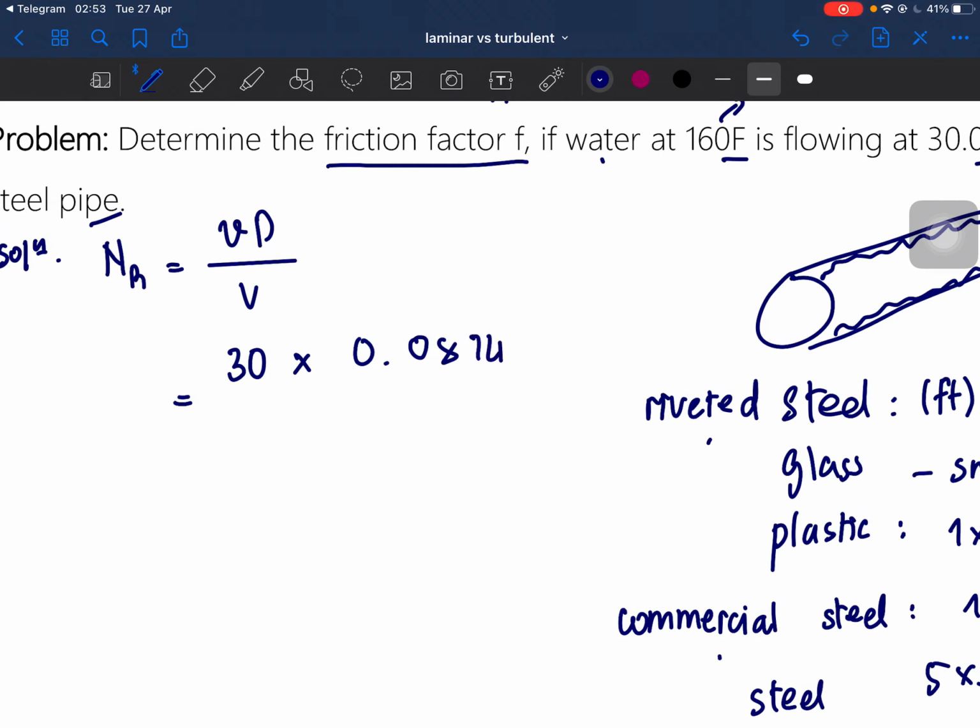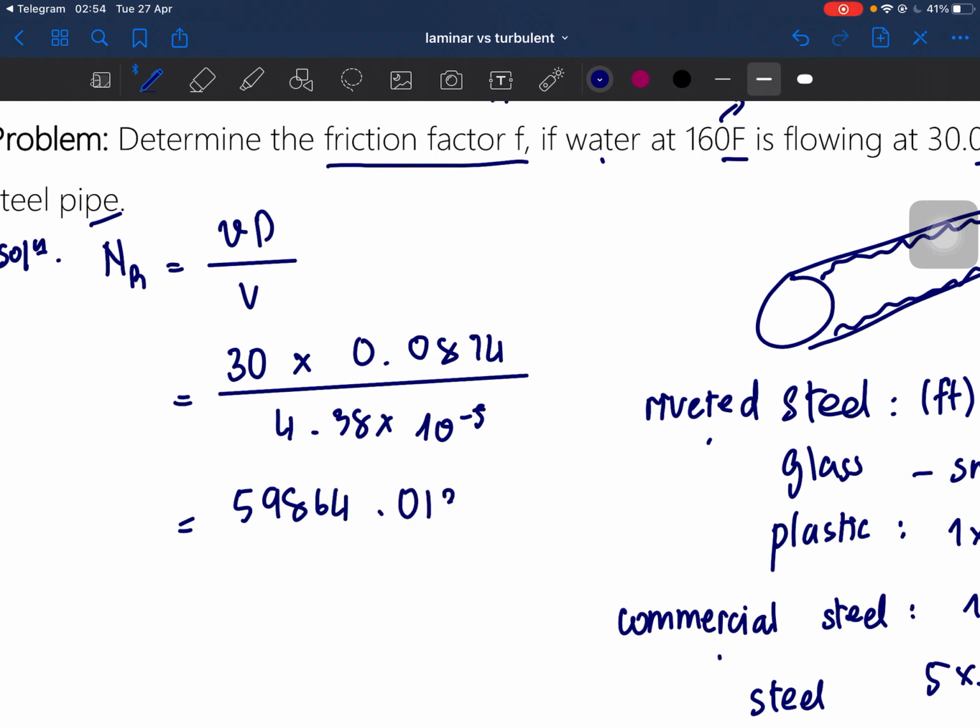0.0874 over the viscosity, which is 4.38 times 10 to the minus 5. So the answer that we get here is... oh, this is a turbulent flow. It's over 4,000.